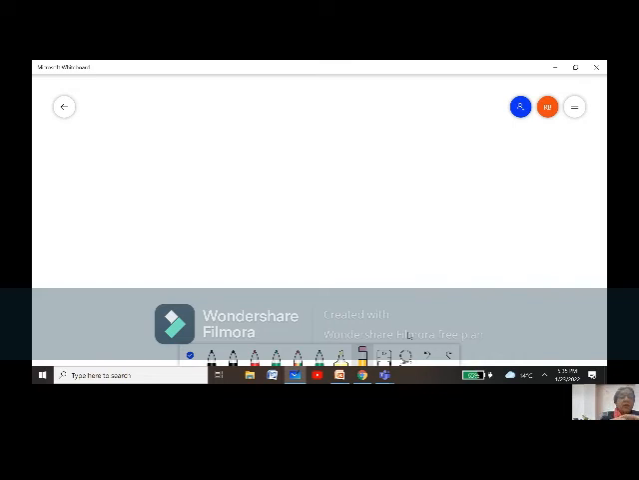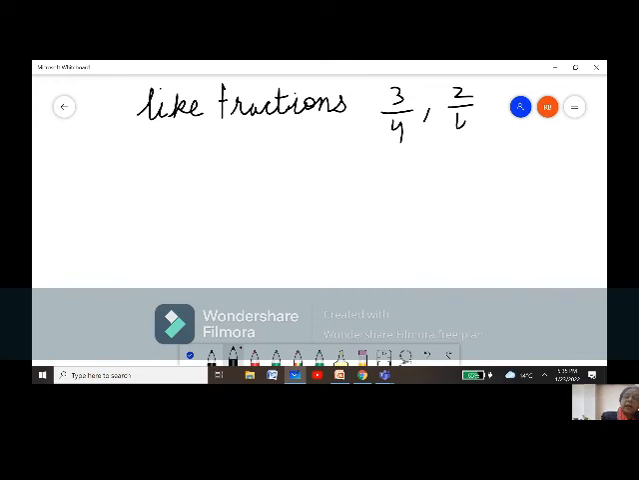What are like fractions? Fractions having same denominators are called like fractions. 3 by 4 and 2 by 4 both are like fractions because their denominator is 4. Now we will learn how to change unlike fractions into like fractions.